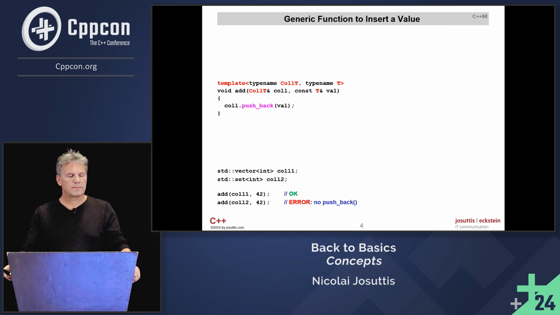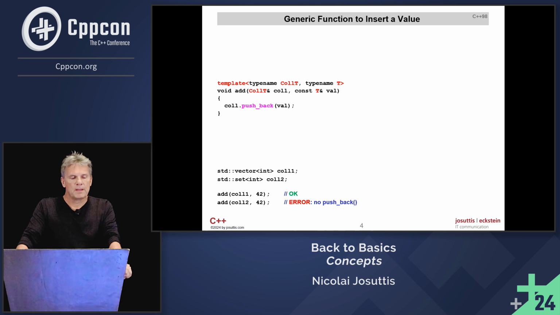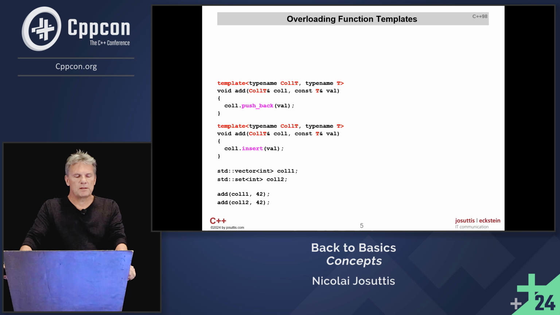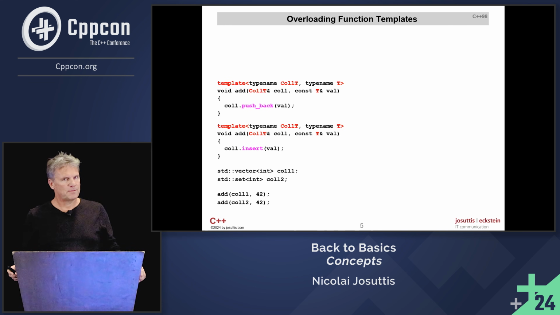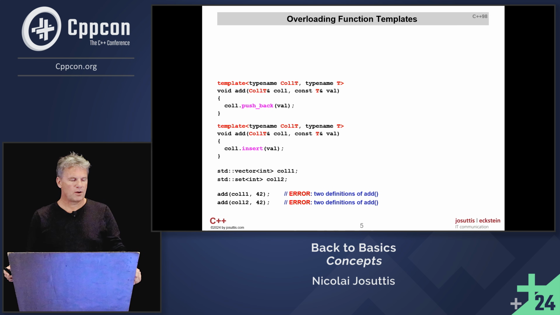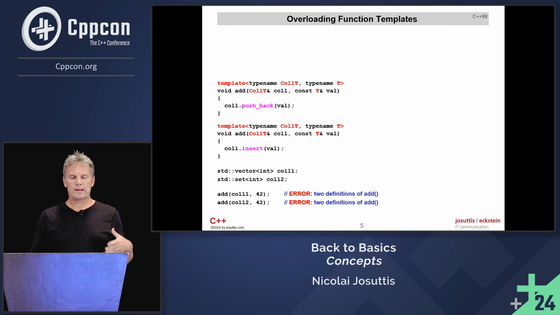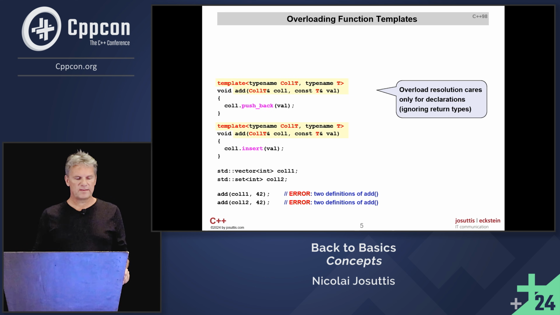Now let's try this for a set. That doesn't compile, because sets don't support push_back. You have to insert elements with insert. So the naive approach might be, let's add another add function calling insert. But that doesn't work, because now you have two definitions, two bodies for the same function, which is specified via having the same signature. So you cannot do that. Overload resolution will not accept that.